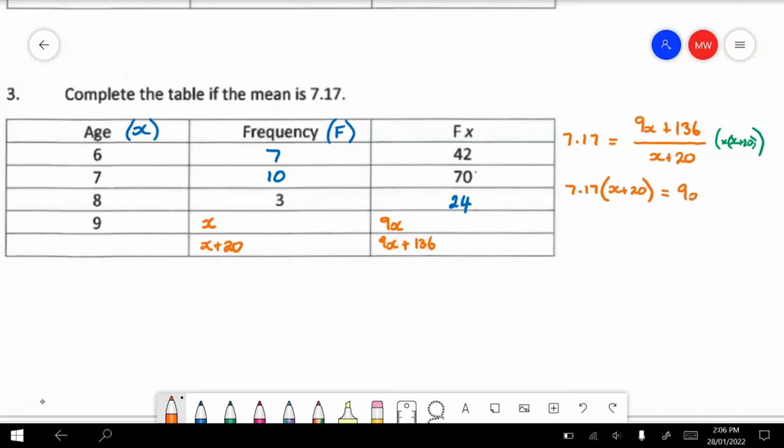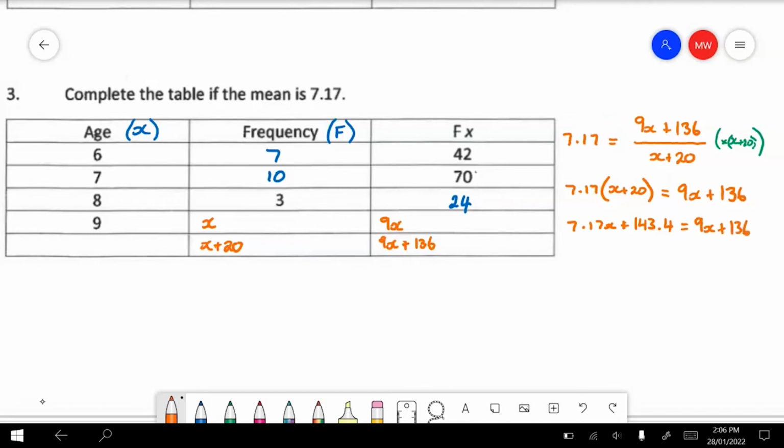Now my equation will read 7.17 multiplied by x plus 20 equals 9x plus 136. I'm completely ignoring the table now. I'm just going to expand this out. Over the side I've now got 7.17 x's plus 143.4. That's just 7.17 multiplied by 20. On this side I've still got 9x plus 136.